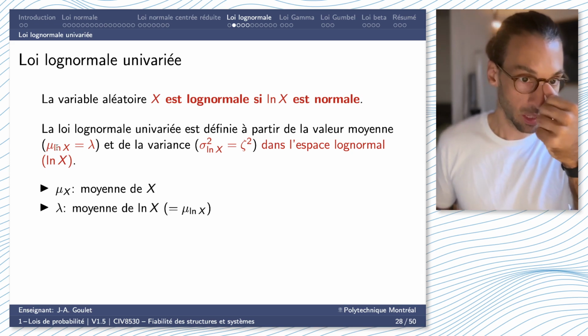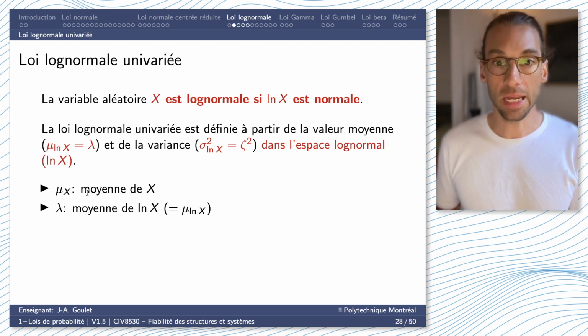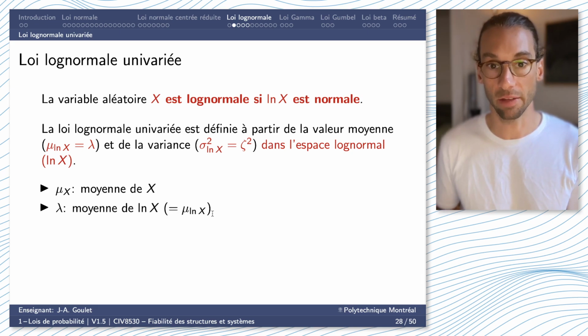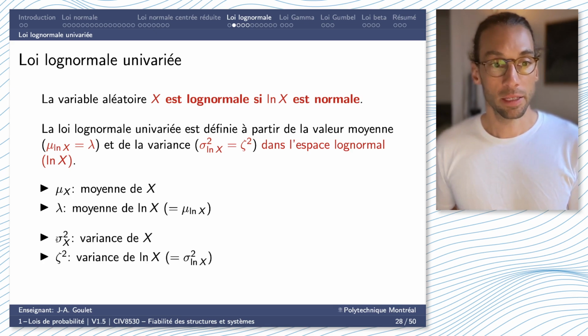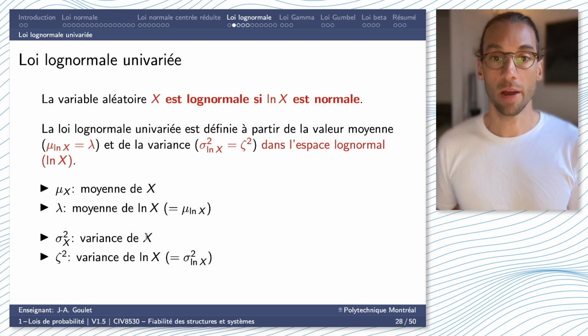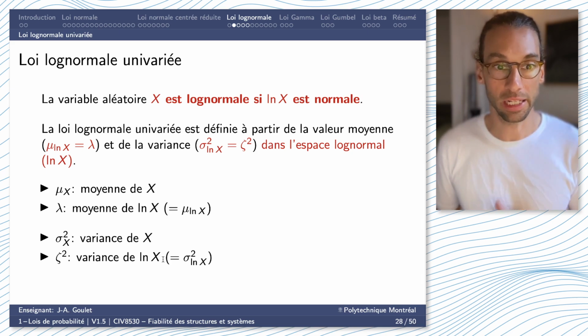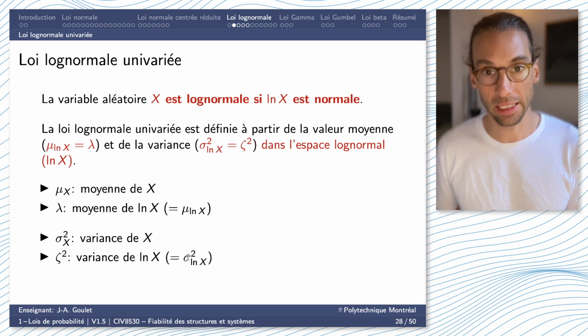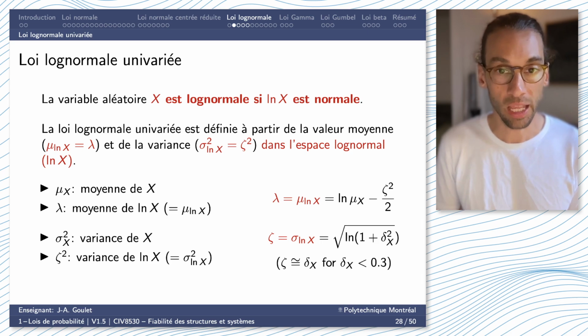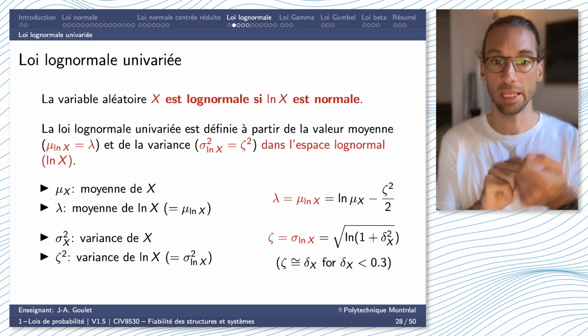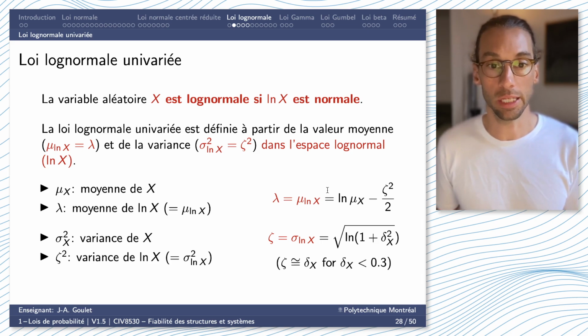Keep in mind, mu x is the mean of x, my log normal random variable. Lambda is the mean of the log of x, so that's why we can write it as mu of ln of x. Sigma x squared is the variance of my log normal variable. Zeta squared is the variance of the log of my log normal random variable. I know it can be confusing, and that's why we can write it as sigma squared of ln of x.